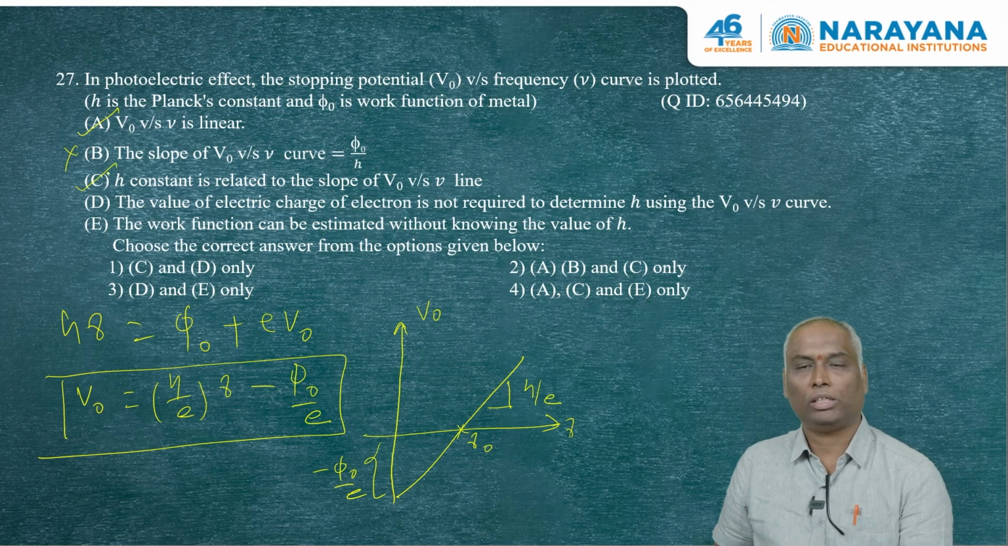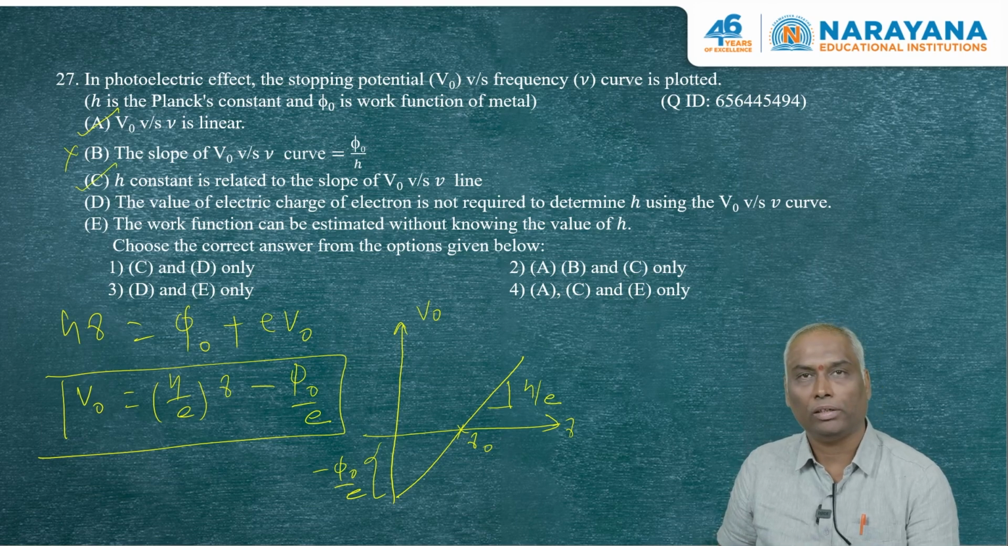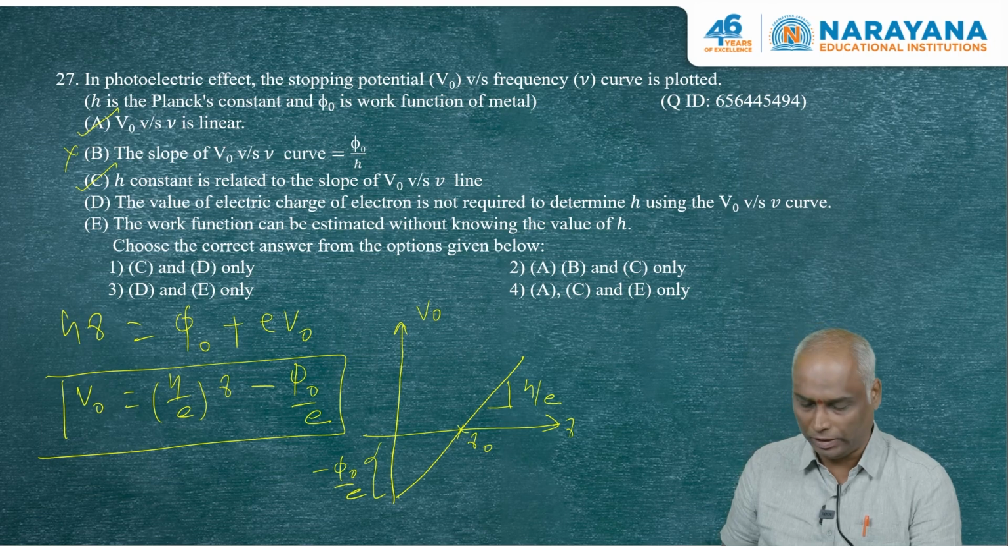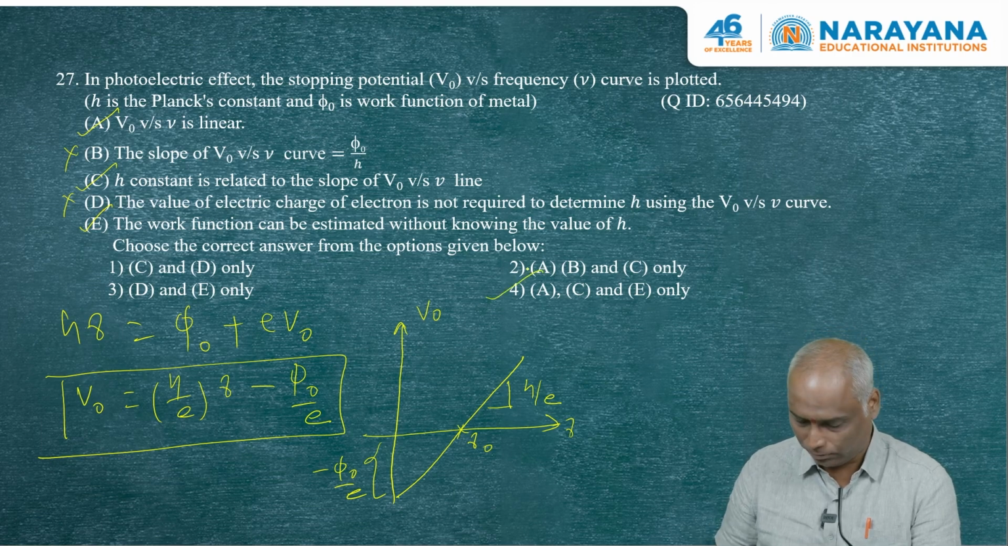The value of electric charge of electron is not required to determine H using V0 versus nu graph. If you want to calculate the value of H, we need the value of E because the slope is equal to H by E. So the statement D is going to be wrong. And the last statement, the work function can be estimated without knowing the value of H. Of course, the y-intercept is minus phi naught by E. Without knowing the value of the slope, we can calculate it. So the statement E is going to be correct. If you look at all the options, option 4 is going to be more appropriate.